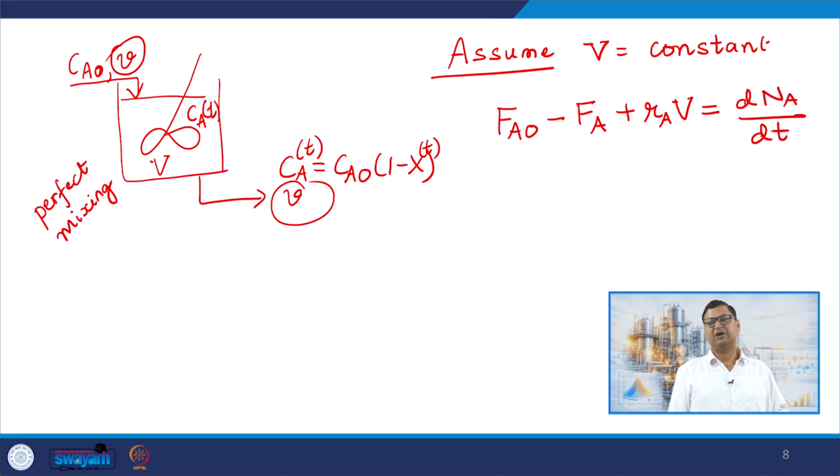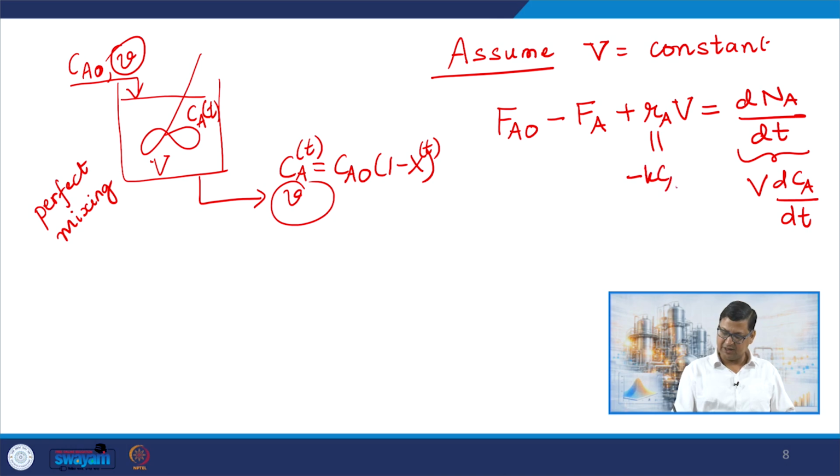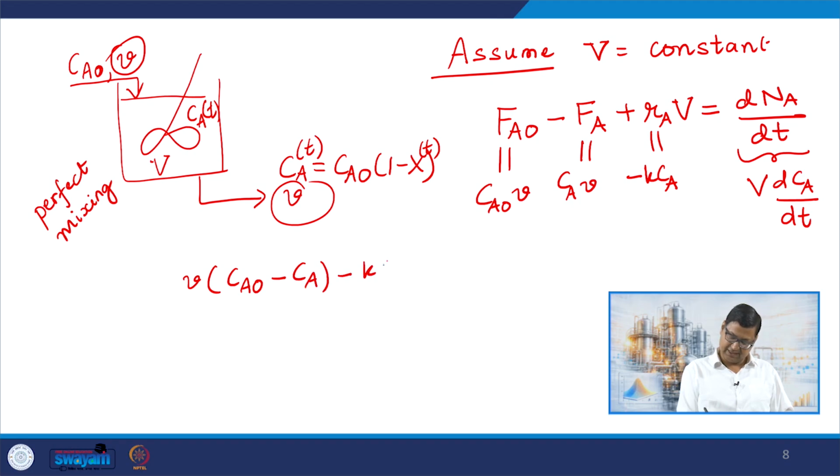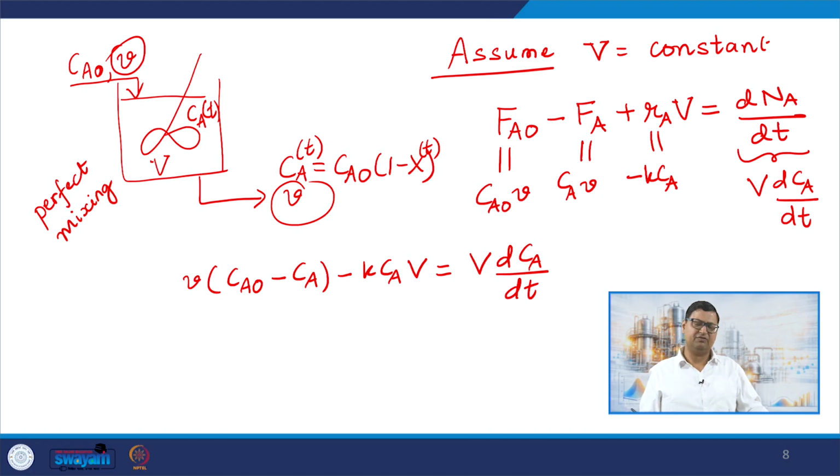So since my volume is constant, I can write this as V into dCA by dt, and RA we have already identified as a first order reaction. So RA is equal to minus k CA, and the molar flow rate is simply Ca naught into v, and in the outlet again Ca into v. So therefore we have the expression v into Ca naught minus Ca, minus k Ca V, is equal to V dCA by dt. Let me write this expression in terms of the conversion.